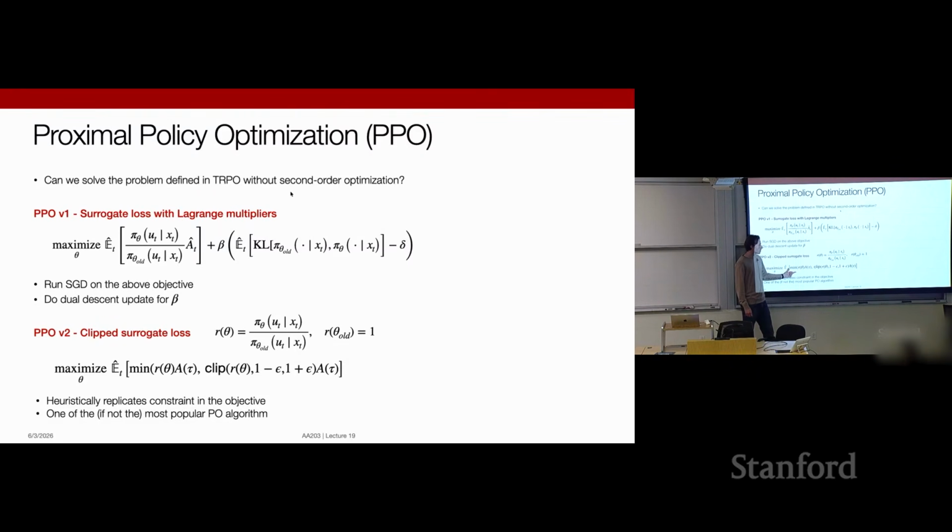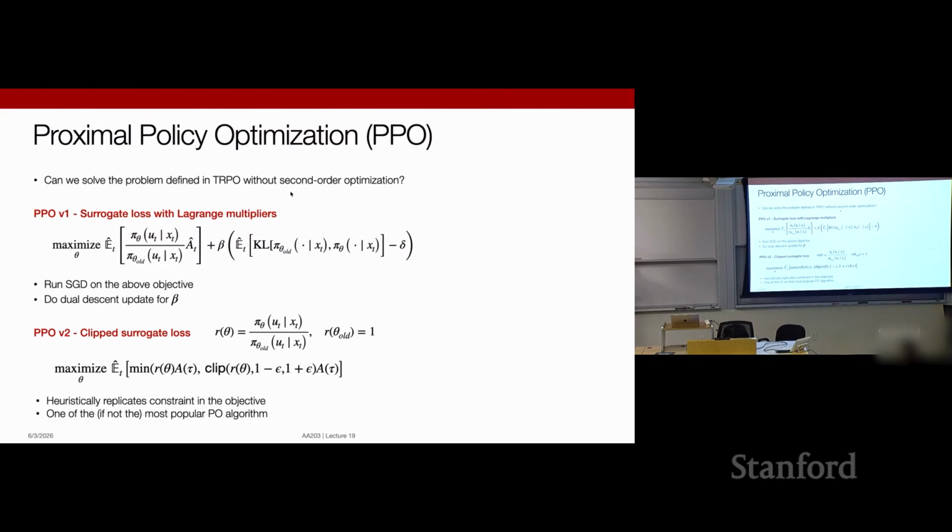And the objective is comprised as the minimization between two terms. The minimization here is used such that this overall objective is a lower bound of the ground truth objective of the ratio times the advantage. So we're basically picking the minimum between the ratio times the advantage and this clip term over here.